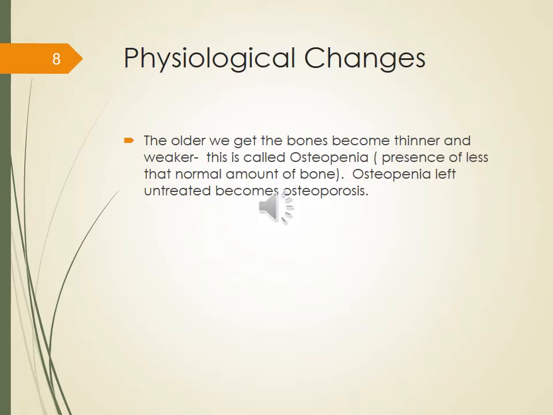Physiological changes we may see: as we get older, the bones become thinner and weaker, and this is what they call osteopenia, which is the presence of less than a normal amount of bone. Osteopenia, if it gets left untreated, becomes what we call osteoporosis. So anyone who is being looked at as osteopenic, we need to make sure that they are doing treatments and taking vitamins so that they're not progressing to osteoporosis.